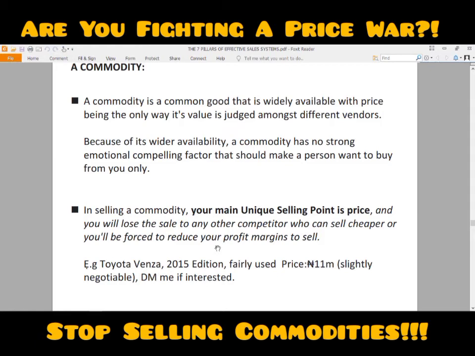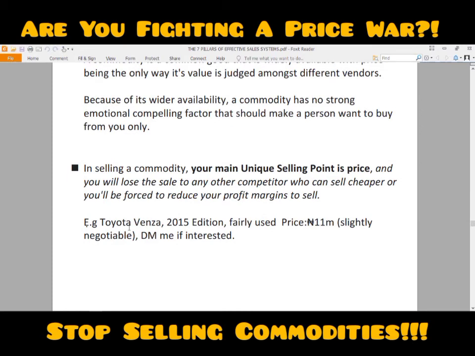All right, so here's an example. Somebody comes on Facebook and puts Toyota Venza 2015 edition, fairly used, and he puts the price at 11 million naira, slightly negotiable, DM me if interested. Now, the only thing that appears compelling here is the price. So maybe in the market, somebody is selling at 11.5 million, and he comes and says he wants to sell at 11 million. Maybe some people are selling at 11.2 and all that.